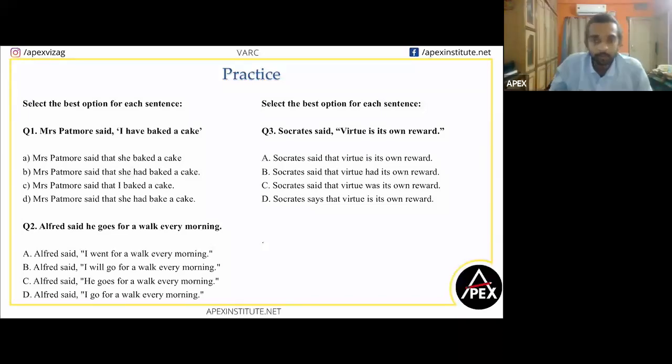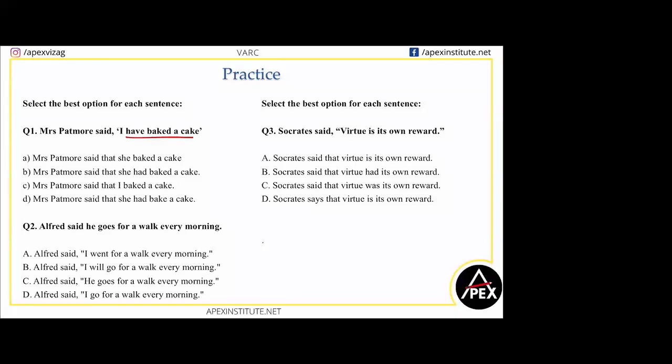Okay, so I think that's time up. It's 11:50. Let's start solving them. What's the first thing? He's saying that Mrs. Patmore said, I have baked a cake. Fine. So can anyone tell me what is the tense of this part? Can anyone identify the tense? I'll give you a hint. It's a perfect tense. Present perfect. Yes. Very good. It's a present perfect tense.